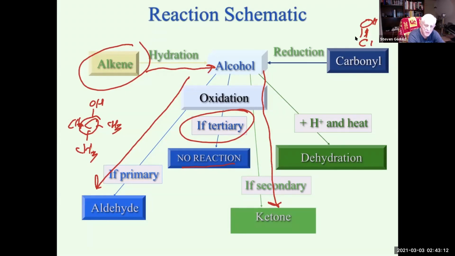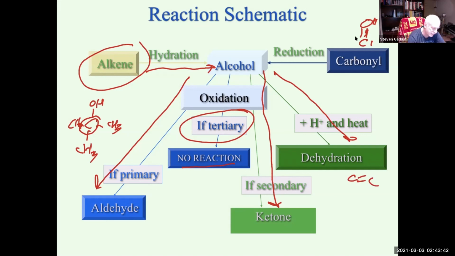So primary goes to aldehyde, secondary alcohols go to ketones, and tertiary alcohols do not oxidize. And then dehydration of an alcohol, when you remove the OH and the H, you can form the alkene, again the double bond. It occurs with a strong acid and heat. And dehydration will form a double bond again. Okay, those are the reactions we talked about in this chapter.